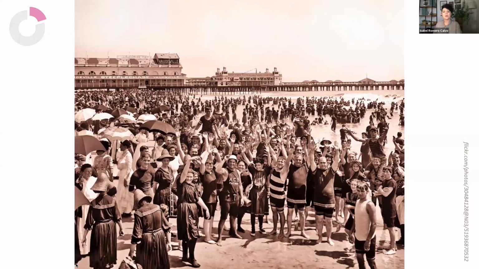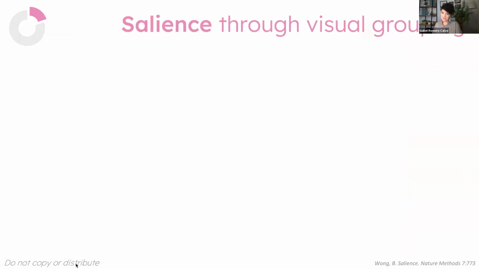But if I asked you, where is the man with the striped bathing suit? You will right away go to the right point. Why? Because we are using the stripes of the bathing suit as a salience concept to pull out information really quickly.